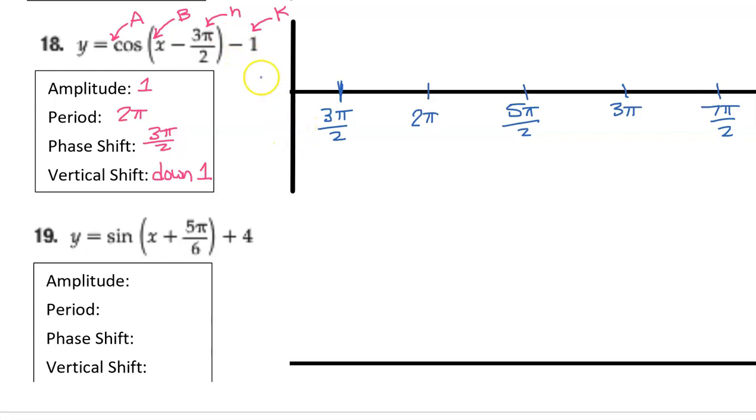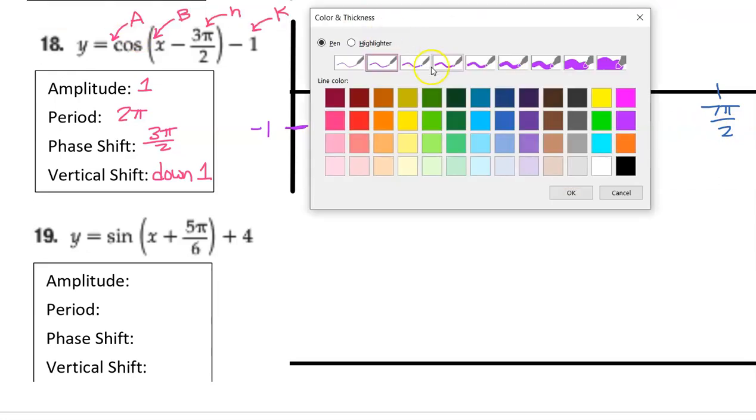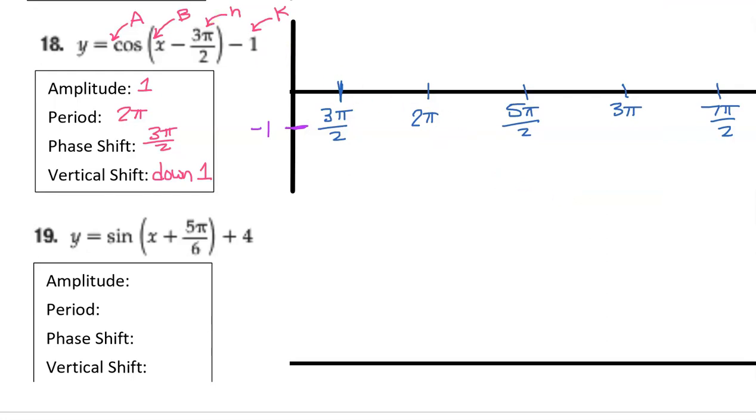All right, the midline is going to be down 1 unit. So I'm going to go down 1 unit and put a mark. This is going to be the midline here at -1. This is going to be a little bit messy because it's going to travel right through my values here. I'm going to draw a guideline so I can make a nice straight midline. All right, so here's my midline.